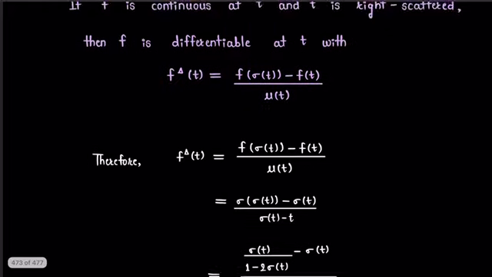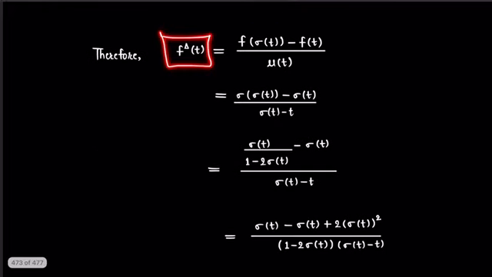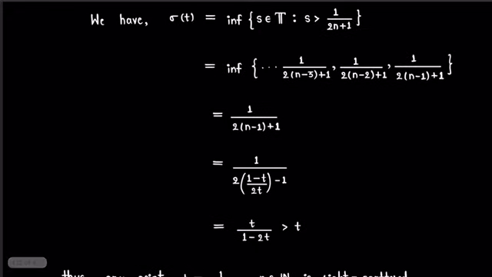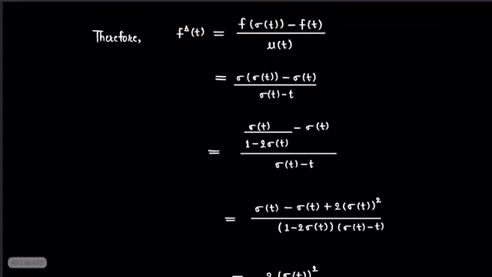So the delta derivative of the function f at point t will be f of sigma t minus f of t divided by mu t. Now we know that f of sigma t will be sigma of sigma t by definition of f, and f of t will be sigma t. Again mu t is sigma t minus t, since mu is the forward graininess function. Now from here we have sigma t is t divided by 1 minus 2t. So sigma of sigma t will be sigma t divided by 1 minus 2 times sigma t, minus sigma t, divided by sigma t minus t as it is.